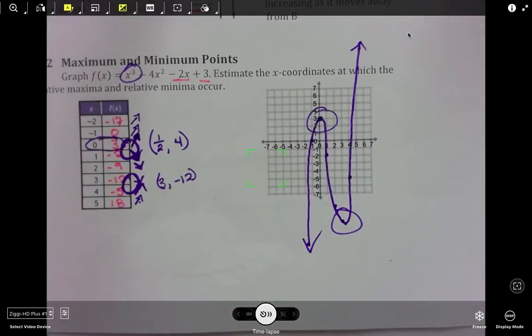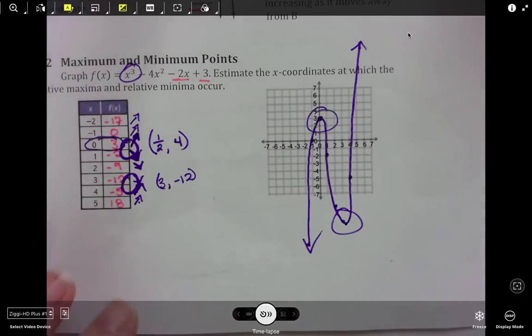So I could graph that on a graphing calculator or on the computer, which is what we're going to do next, to see where those exact points are. But I'll show you that here in just a second. So pause the video if you need to. I'm going to go on to the next page.